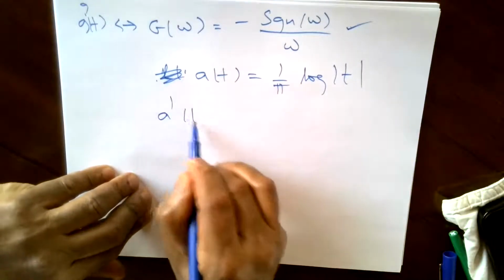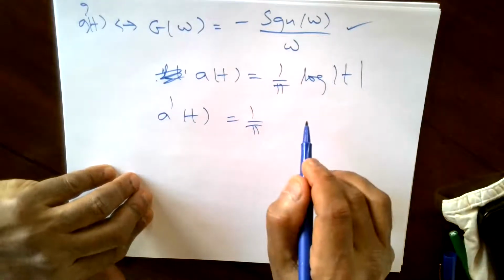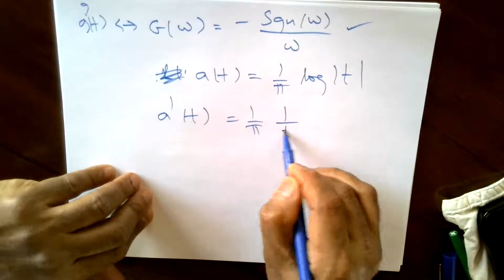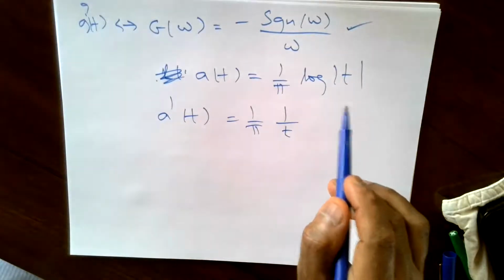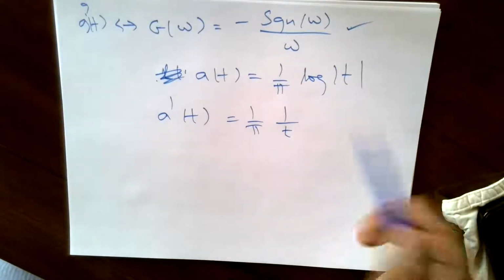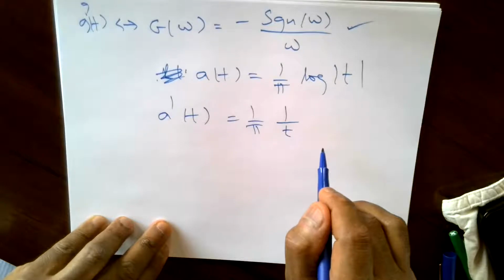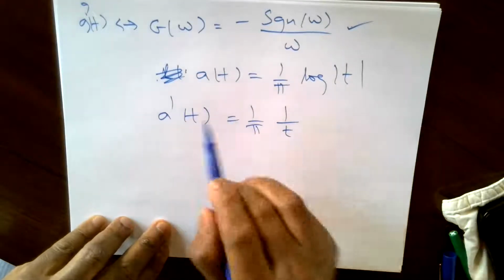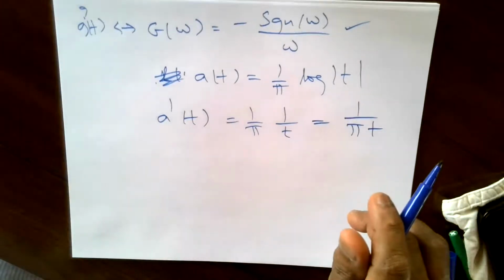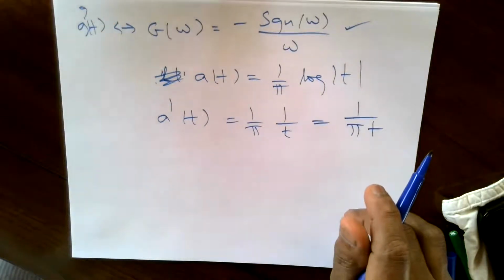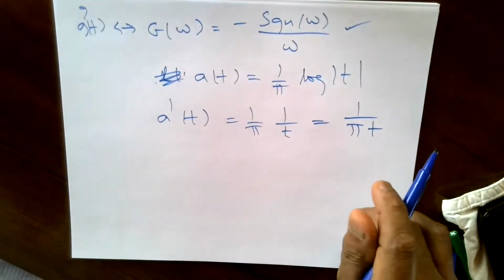So A prime of t is 1 over pi times... remember, when t is positive, for log t the derivative is 1 over t. So for t positive, and for t negative, it is log of minus t, so the derivative of that is 1 over minus t multiplied by minus 1. So again, it will come out to be 1 over t. So 1 over pi t is the derivative of this function. But this function is familiar. 1 over pi t, we have seen it before. 1 over pi t is the inverse Fourier transform of that, minus j sine omega.